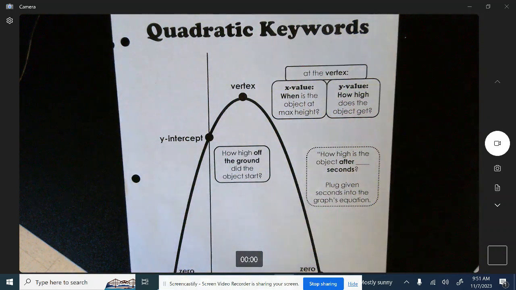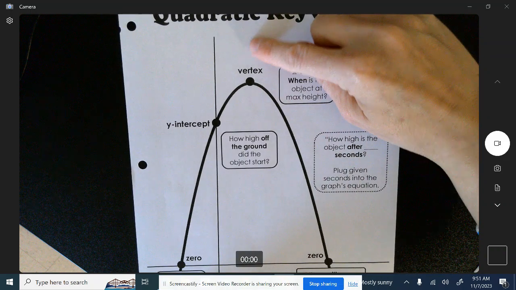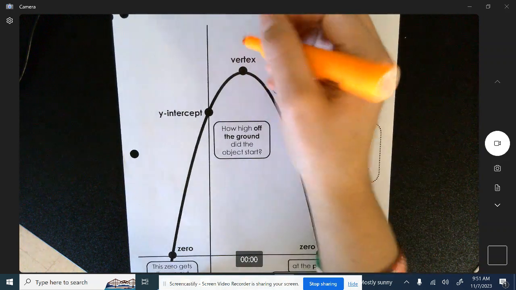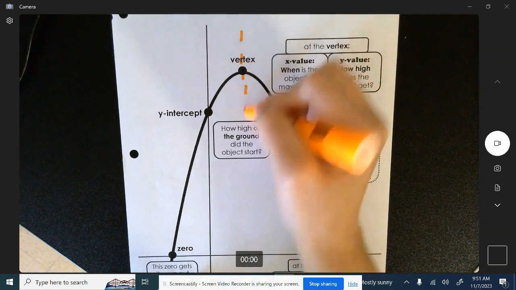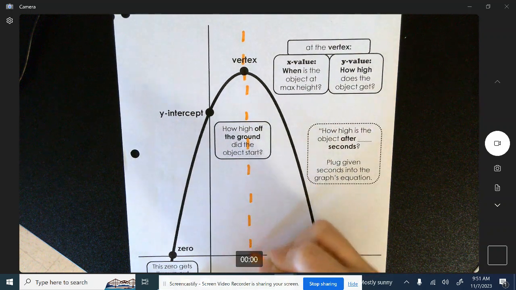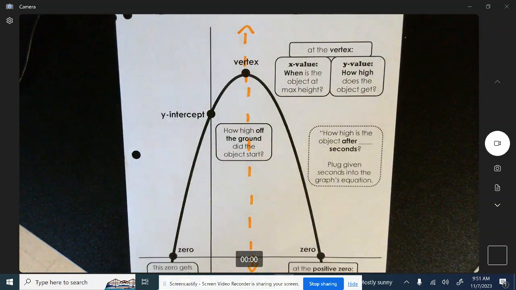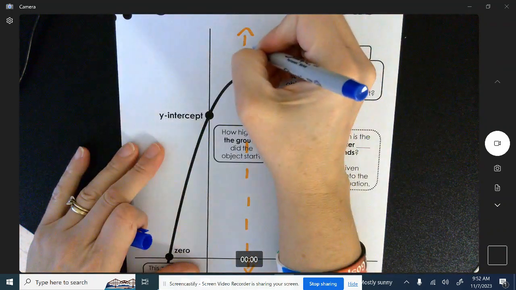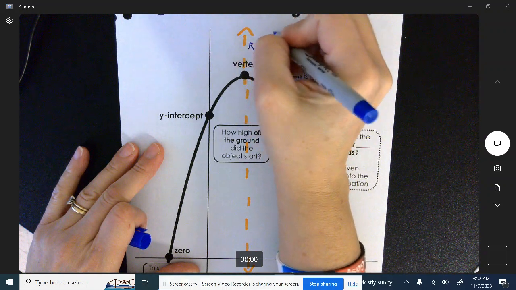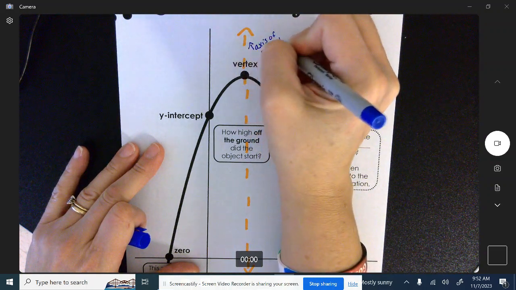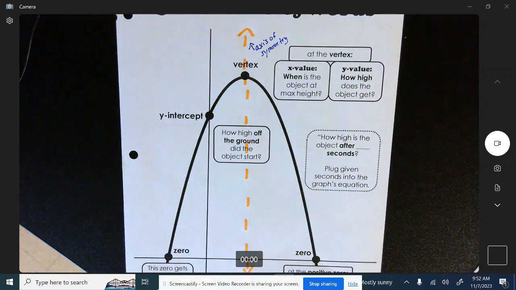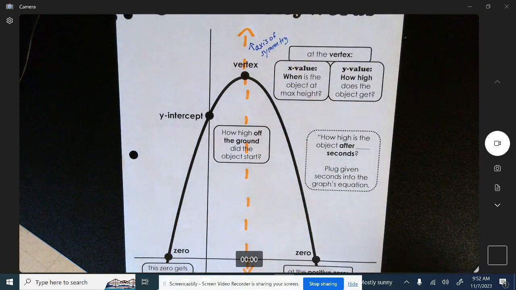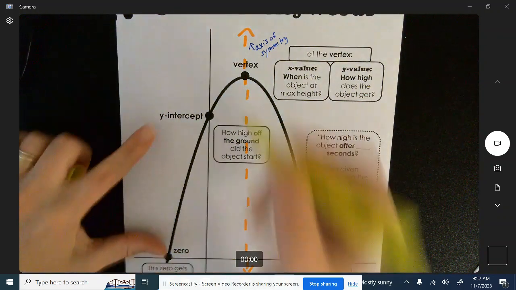First of all, if we look at the middle of this quadratic function, this line that goes down the middle is called our axis of symmetry. Let's write that down. This line right here is called our axis of symmetry. In the past, you may have seen it called a line of symmetry. And you'll notice that it goes through the vertex.